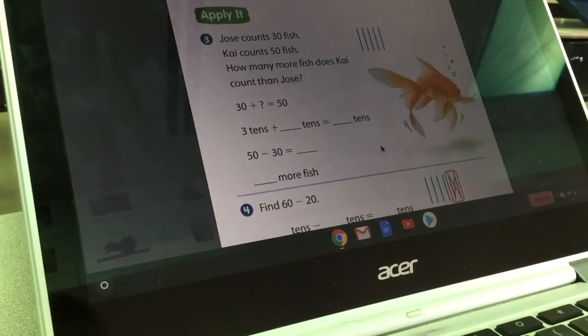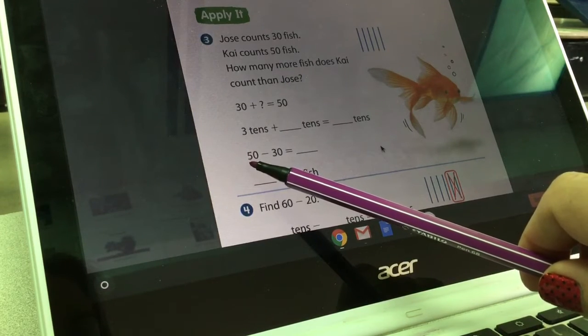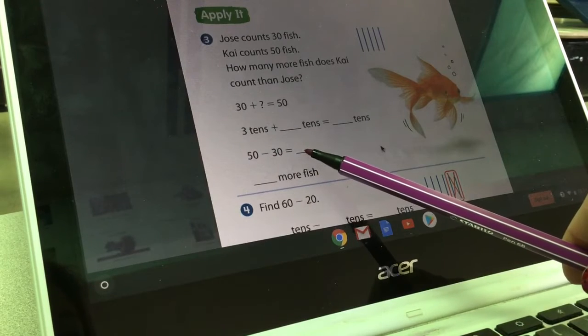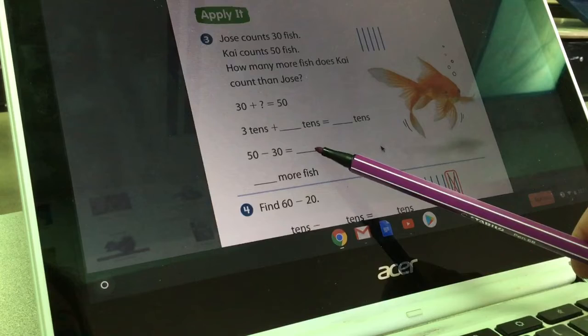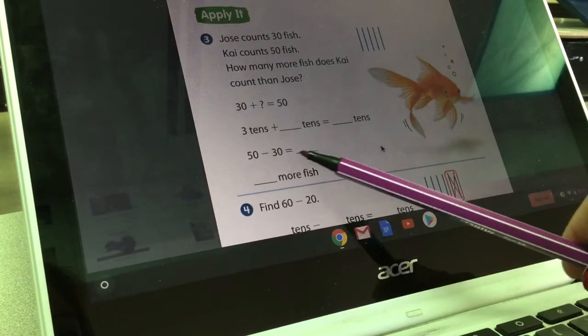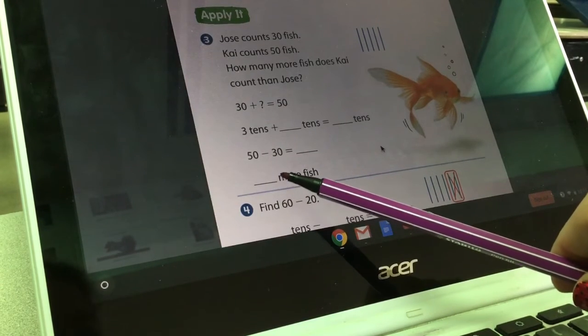50 minus 30 equals. Let's do the tens place and the ones place. 5 minus 3 equals 2. Let's put a 2 there. 0 minus 0 equals 0. A 0 goes there. What number is 2 tens? 20. Our answer is 20 more fish.